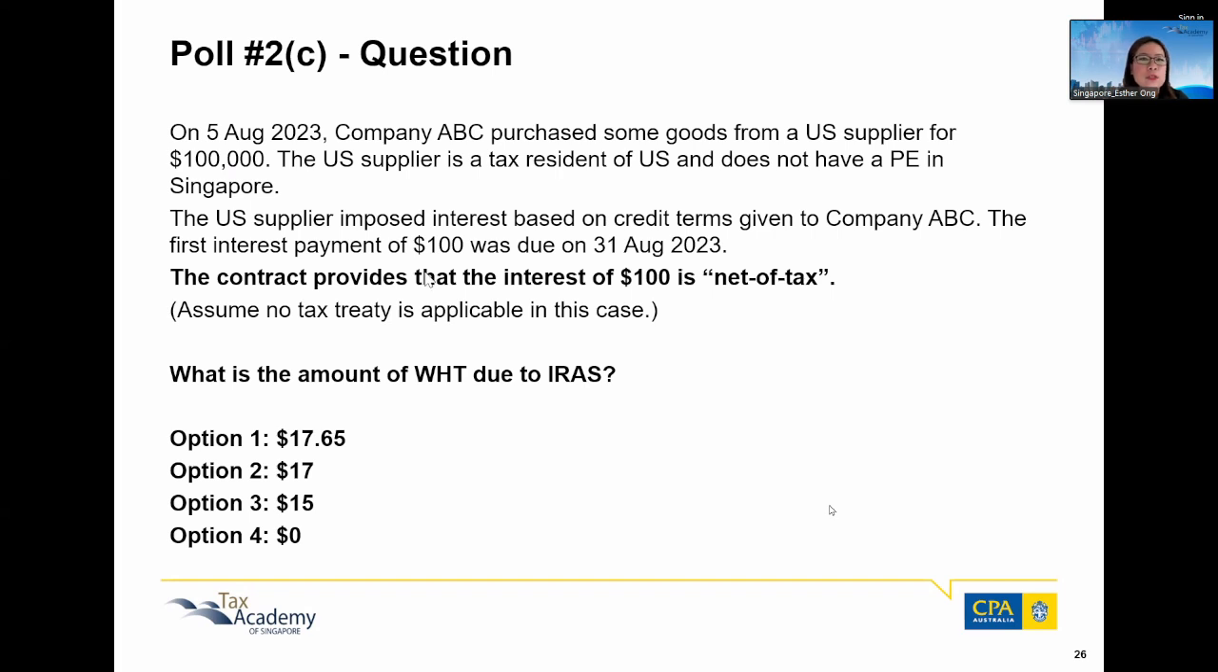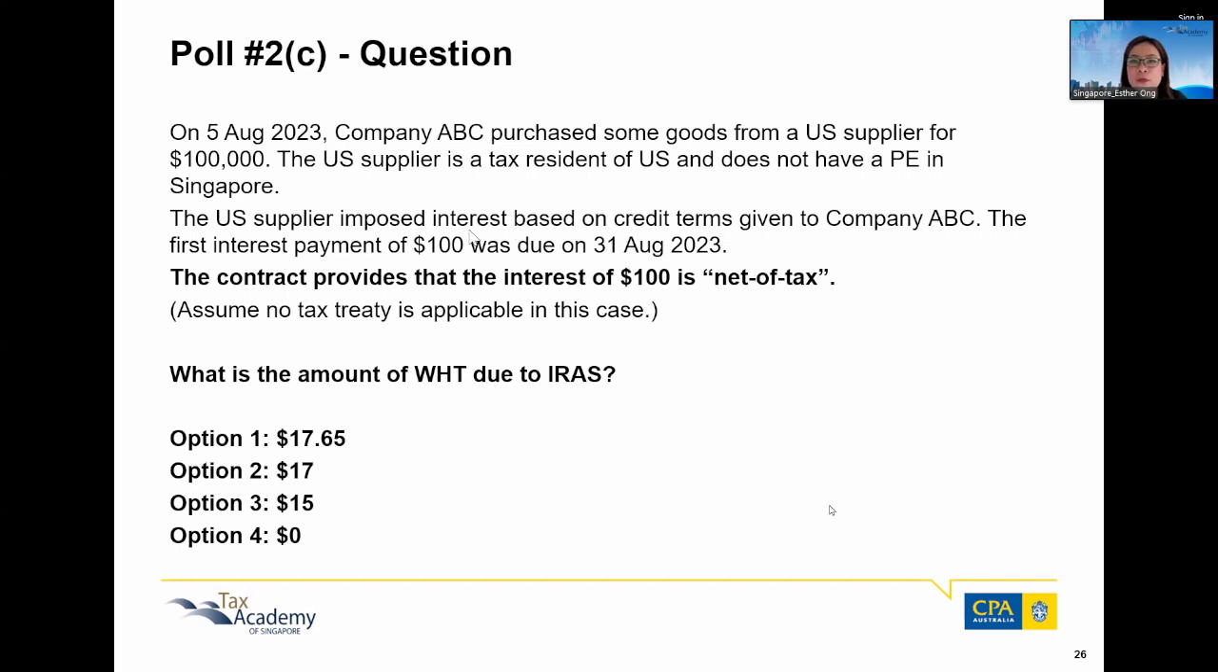So $100 divided by 100% minus 15% will give us 117.65. Once you get the regrossed interest amount of 117.65, you multiply it by the final withholding tax rate of 15%, which will give us $17.65. So the answer should be option 1, $17.65.